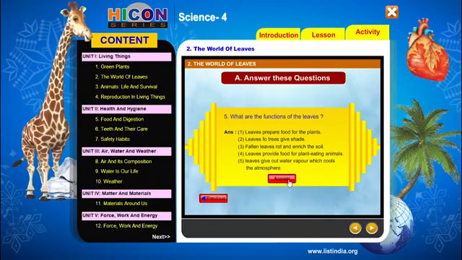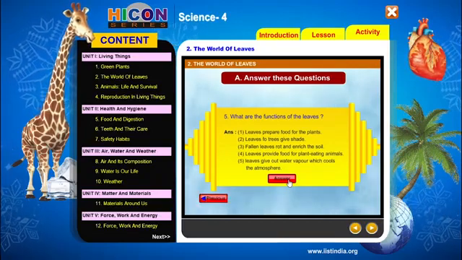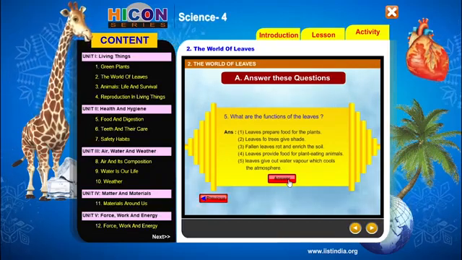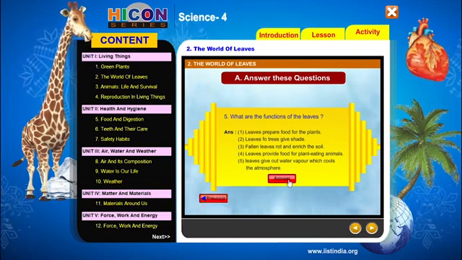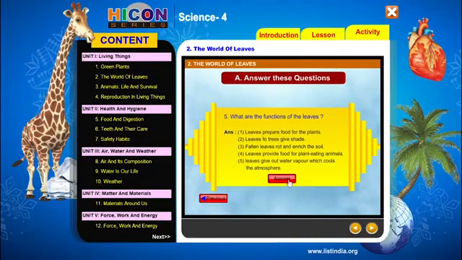And the second one is leaves of trees give shade. So most of the big trees like mango, banyan trees and neem tree will provide shade and cool the surroundings in summer days.